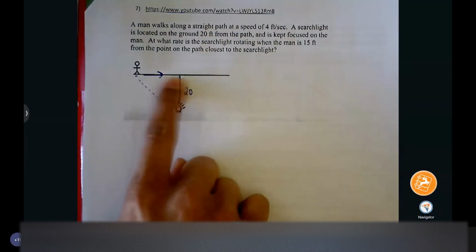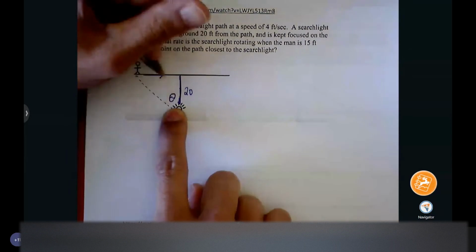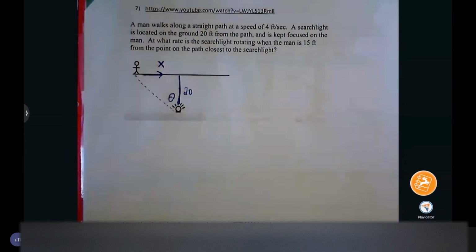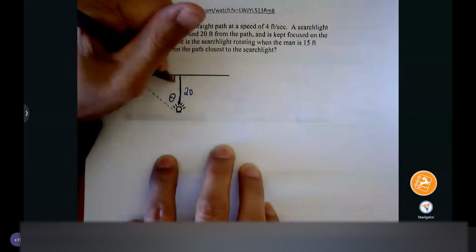So we know that this value is changing. Theta is changing, so we can call this x. So start here. There's your triangle.